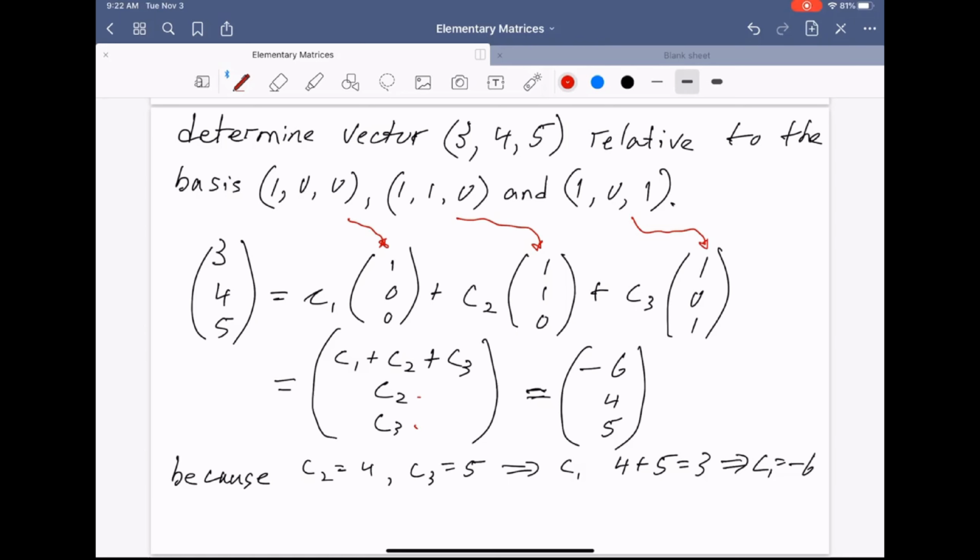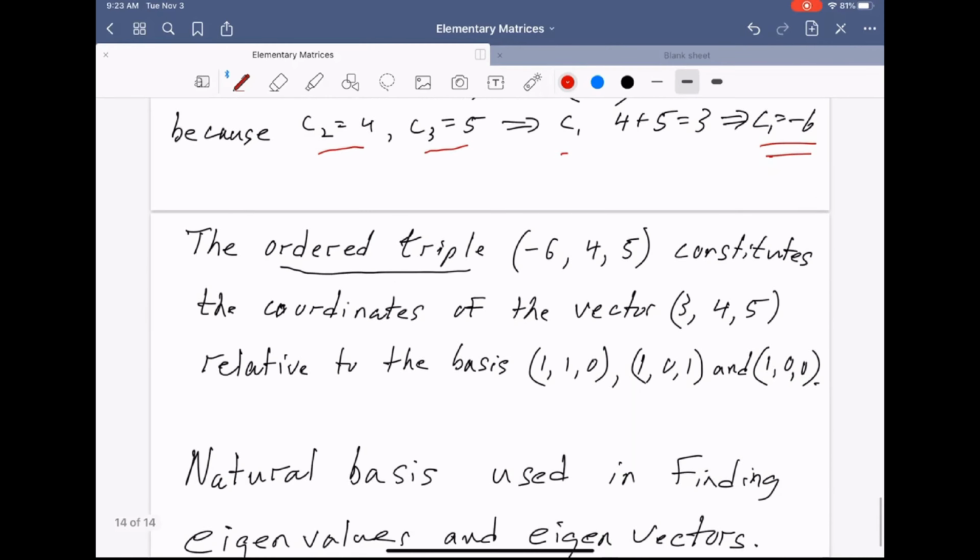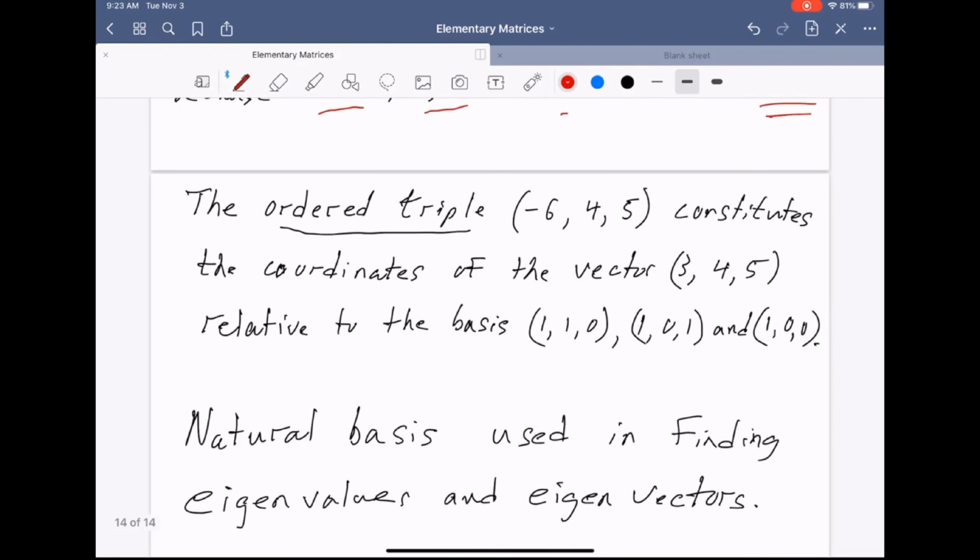Then C2 is the second element, C3 is the third element. Very quickly you can see that C2 has to be 4, C3 has to be 5, and then C1 plus C2 plus C3 is equal to 3. We solve for C1, and we find that indeed it's minus 6. All right. So that's how we deal with a change in basis. So the ordered triplet, minus 6, 4, 5, constitutes the coordinates of the vector 3, 4, 5 relative to this basis given by these three basis vectors.